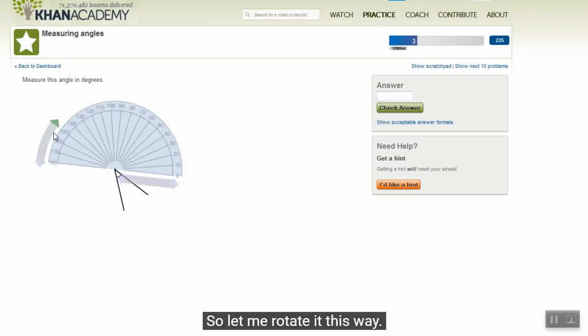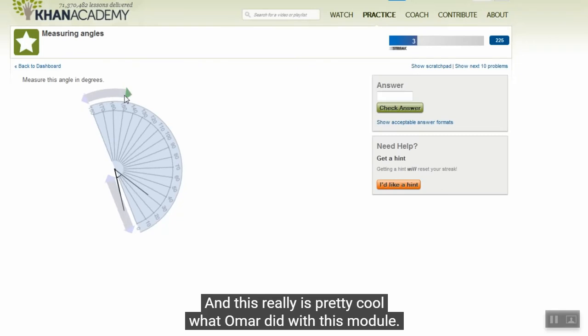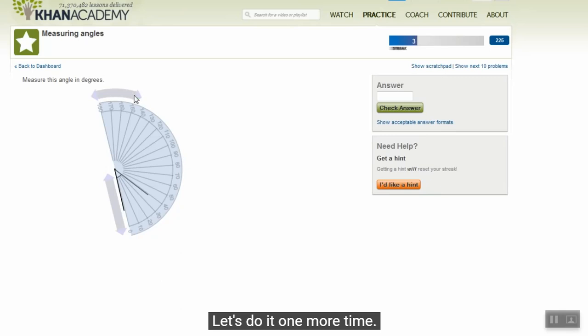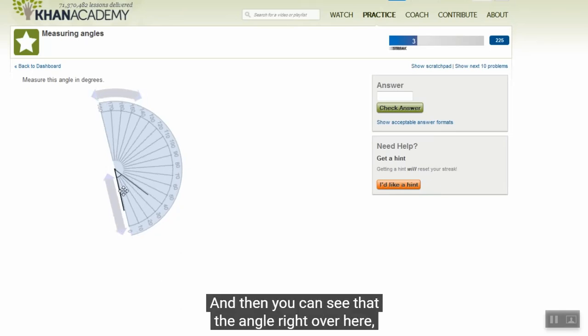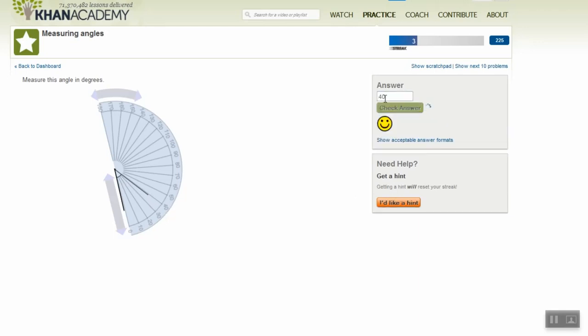So let me rotate it this way. And this really is pretty cool, what Omar did with this module. So let's see, one more time. No, that's too far. So that looks about right. And then you can see that the angle right over here, if we look at where the other line points to, it is 40 degrees. It is 40 degrees. Check answer. Very good. Let's do another one.